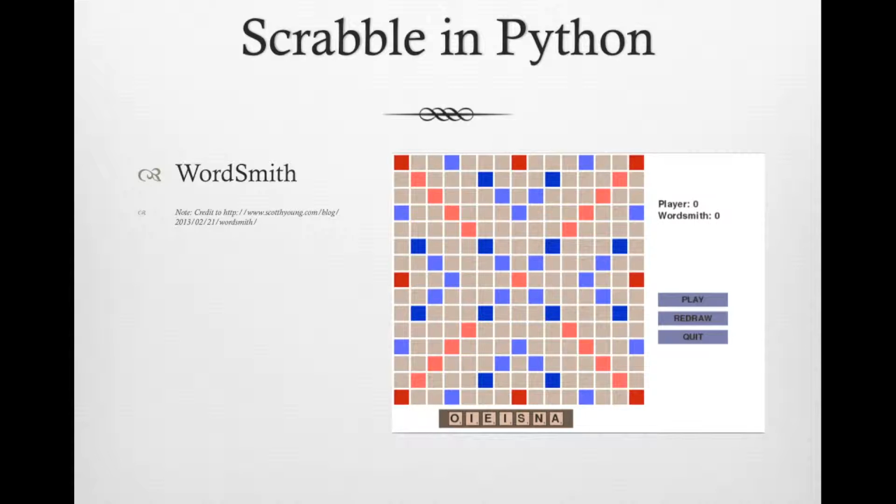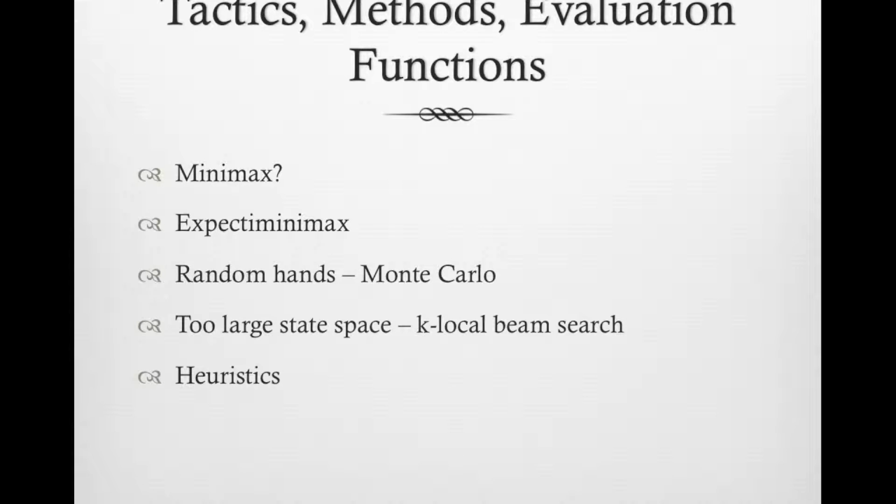It didn't look at any sort of stats or what the next move might be, or if they opened up a triple word, all that sort of thing. And we really wanted to see how much better an AI could be with the strategies that we had learned in class. So we thought, what sort of strategies should we use to implement NIA?